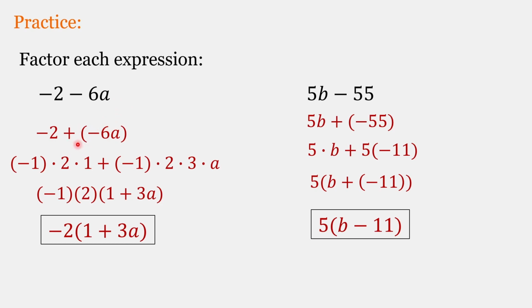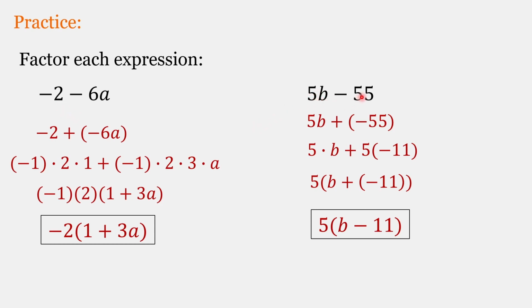Again, we'll convert subtraction to addition first. So in this case, when I factored the negative 2, I factored it as negative 1 times 2 times 1. I included the 1 as a factor in this case because the greatest common factor in this expression is negative 2, which is also the first term. So what remains is 1. Negative 2 times 1 is negative 2.